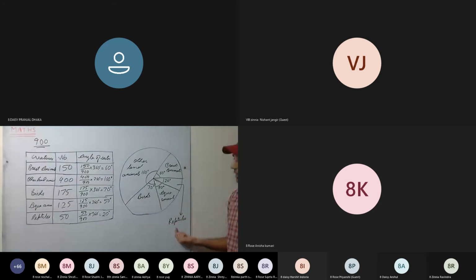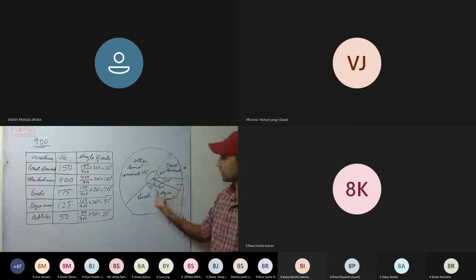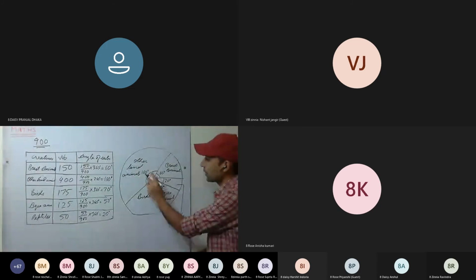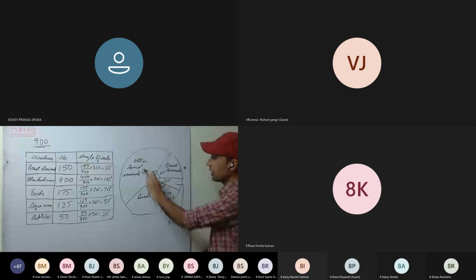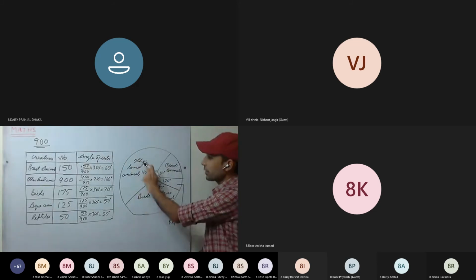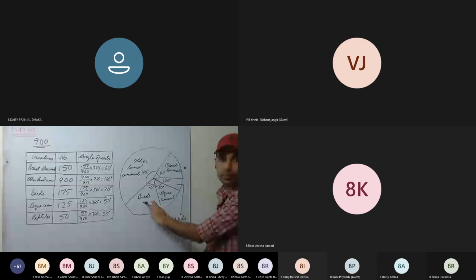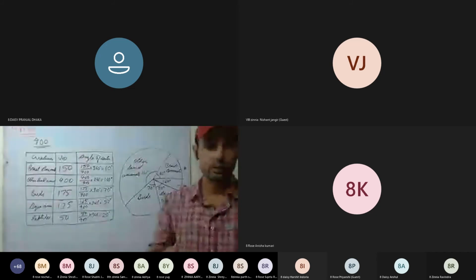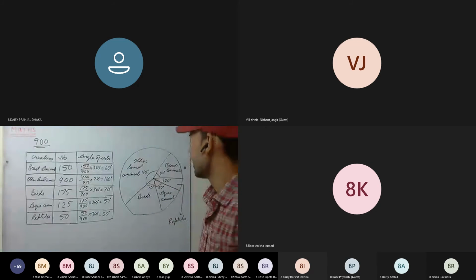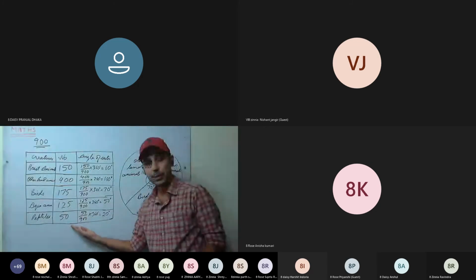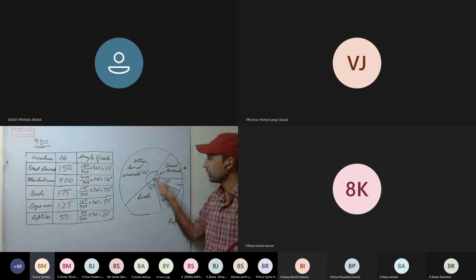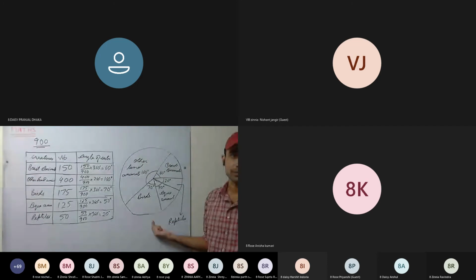Is this fine? This is how we have to draw. So the angles we have represented here: 160 degrees, 60, 70. And this sector is other land animals, beast animals. This is reptiles, aquatic animals, birds. Is this clear now? So the table must be there and then the pie chart must be there.